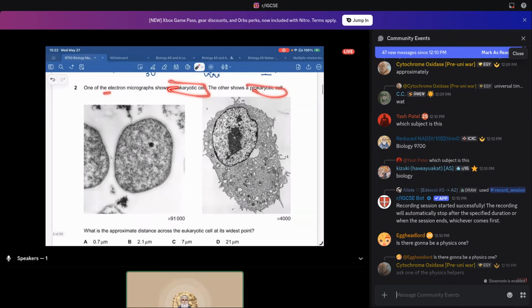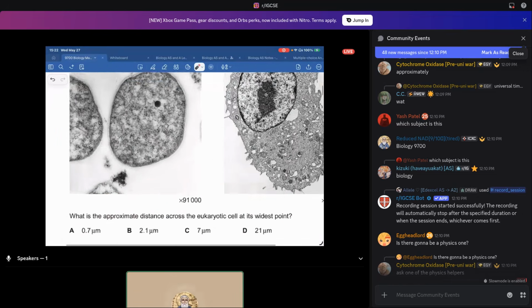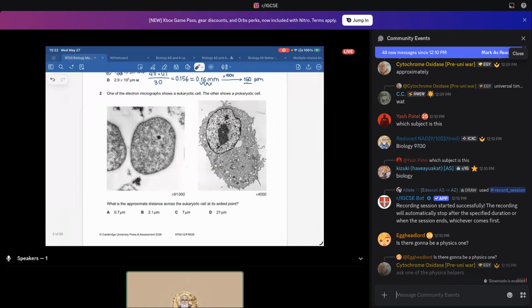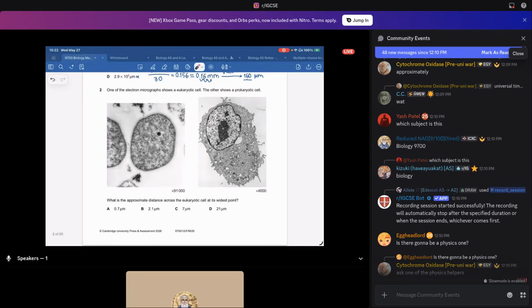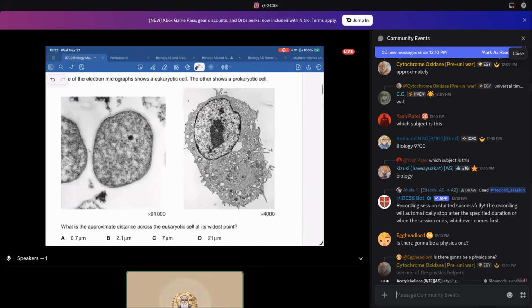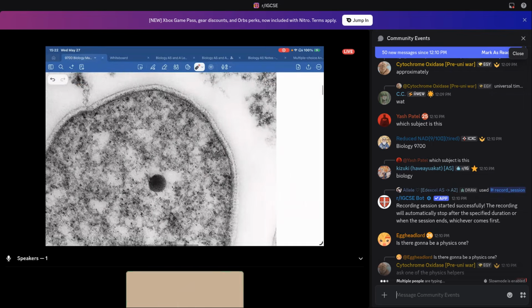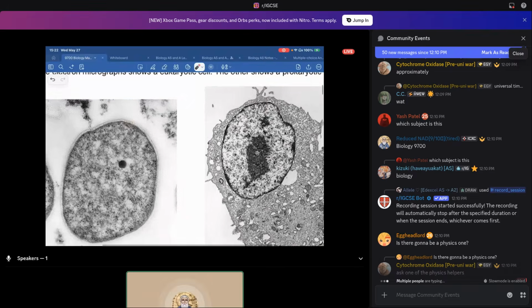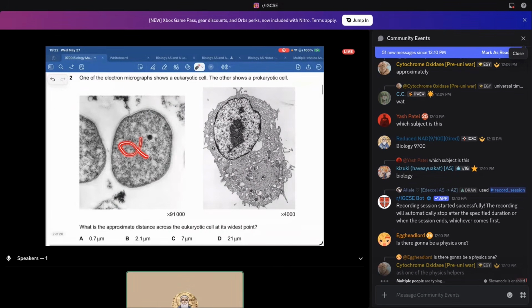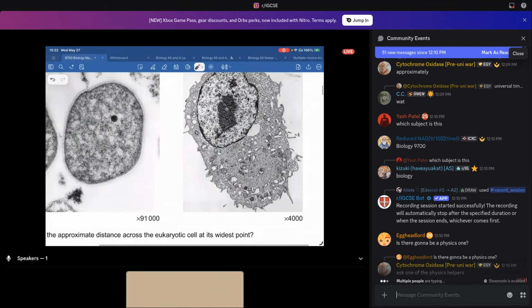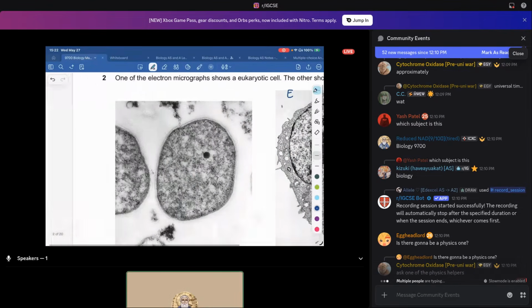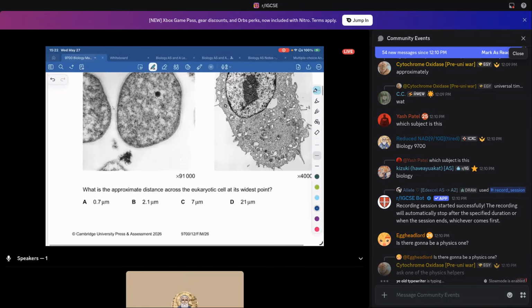Now, one of the electron micrographs shows a eukaryotic cell, the other shows a prokaryotic cell, and this is the context. The image is part of the context. Which one here is prokaryotic and which one is eukaryotic? Obviously, the one with the nucleus is the eukaryotic cell. We see here a very thin cell wall that doesn't signify anything. There are no nuclei here, and there's a huge nucleus here. So we know that this is the eukaryotic cell, and this is the prokaryotic cell.